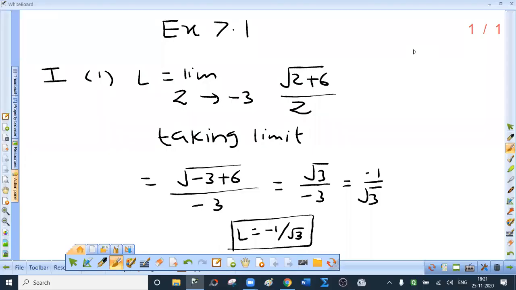Now the first sum, exercise 7.1. Let L be the given limit of root z plus 6 upon z, as z tends to minus 3. First, see whether the limit can be taken in the first step or not. Yes, we can take the limit. Why? Because the denominator is not 0. To take the limit means to replace every z by its limiting value, which in this case is minus 3. So root of minus 3 plus 6 upon minus 3. That is root 3 upon minus 3. What is this 3? Root 3 into root 3. So one root 3 gets cancelled. So the final answer is minus 1 upon root 3.